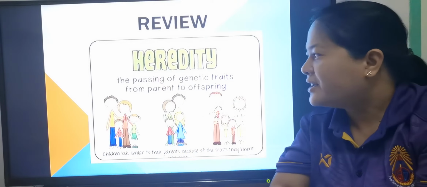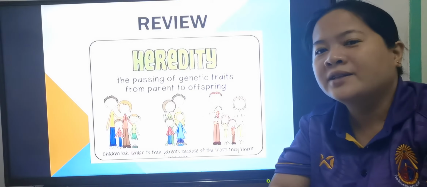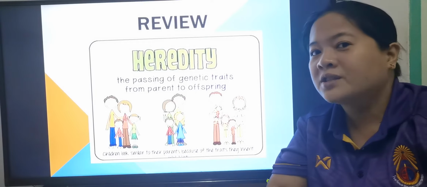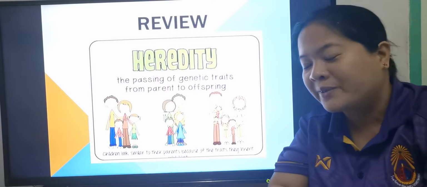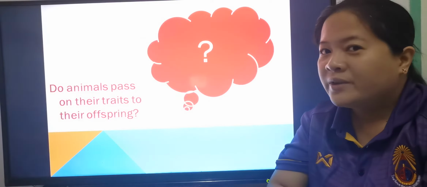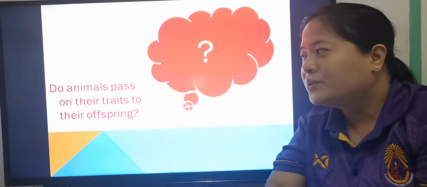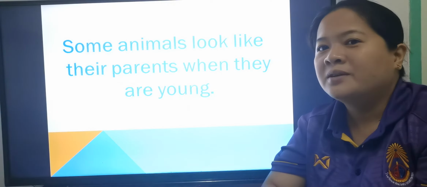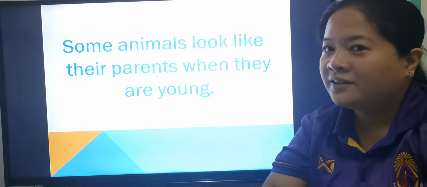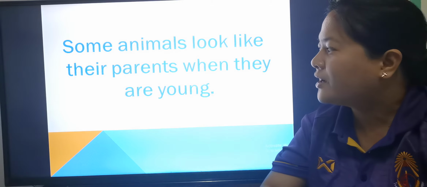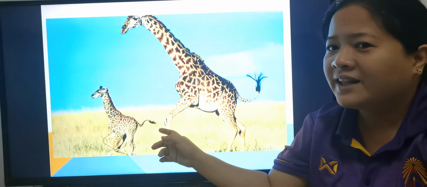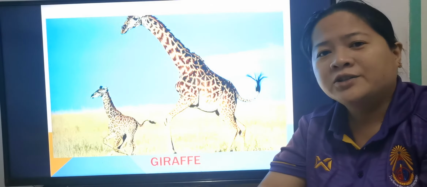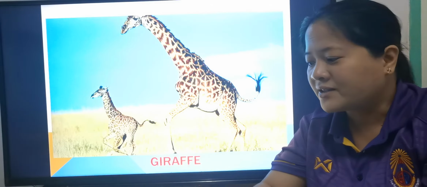We said that heredity is the passing of genetic traits from parents to their offspring or to their children, okay? This is the reason why children look similar to their parents, but not exactly the same, okay? We also answered the question, do animals pass on their traits to their offspring? So we said that some animals look like their parents when they are young. Just like the giraffe, and we already studied dogs, cats. They have similar characteristics or similar traits as their parents, okay?